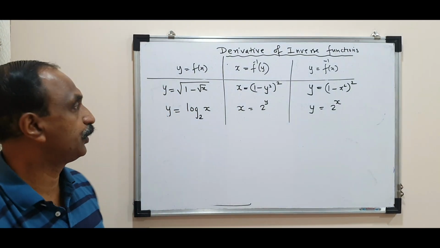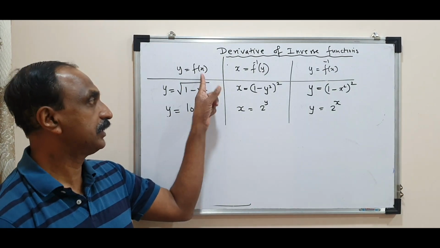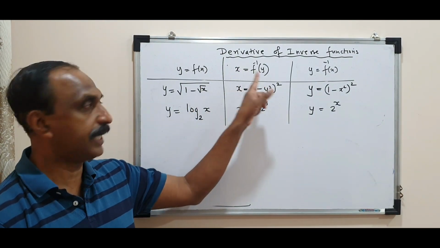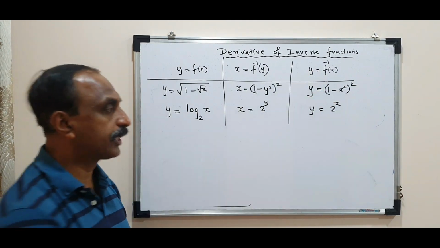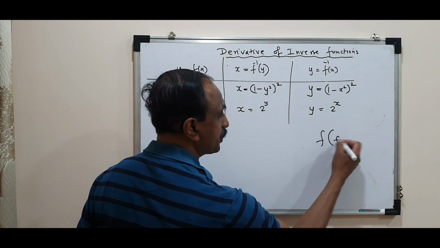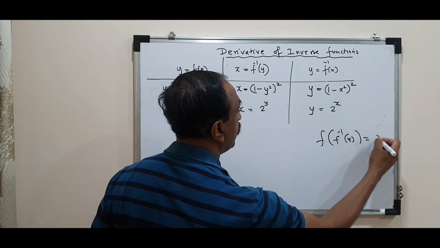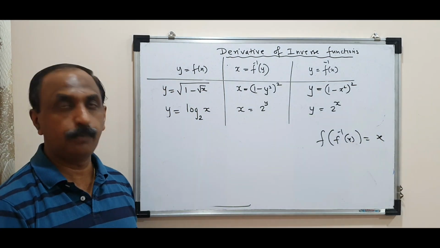So what are the things I've taught you? If y is equal to f x, how to make x the subject and write f inverse of y. Then how to find the inverse of the function. Then what I showed you: if you take the composite function f of f inverse x, you will end up with x. These are the most important things.